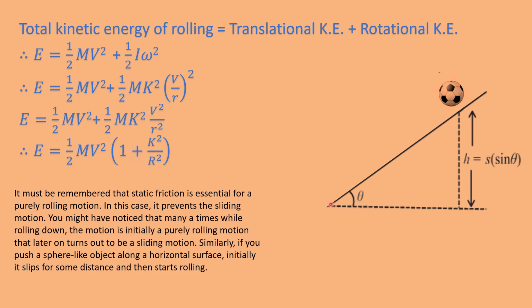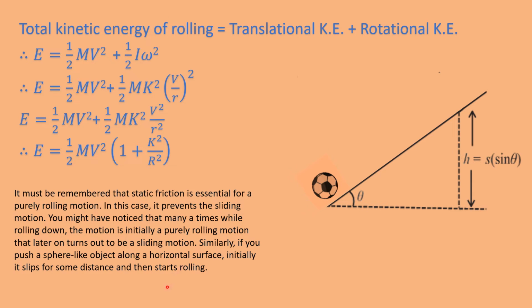So it must be remembered that static friction is essential for purely rolling motion. In this case, it prevents the sliding motion. You might have noticed that many times while rolling down, the motion is initially purely rolling motion, and later on it turns into a sliding motion. So it just slides on an inclined plane.